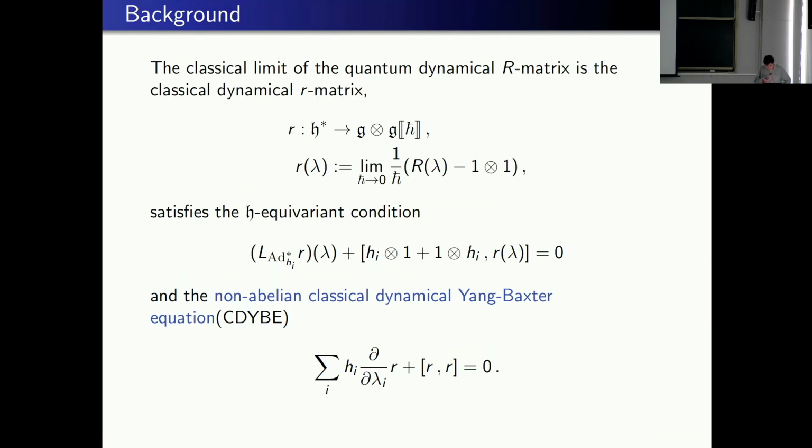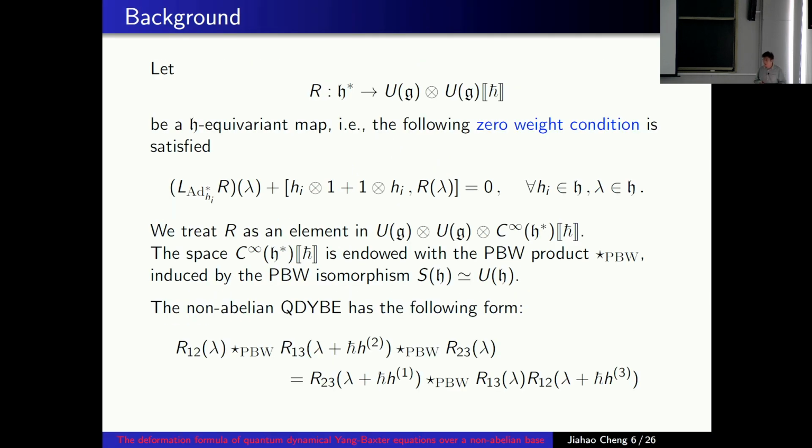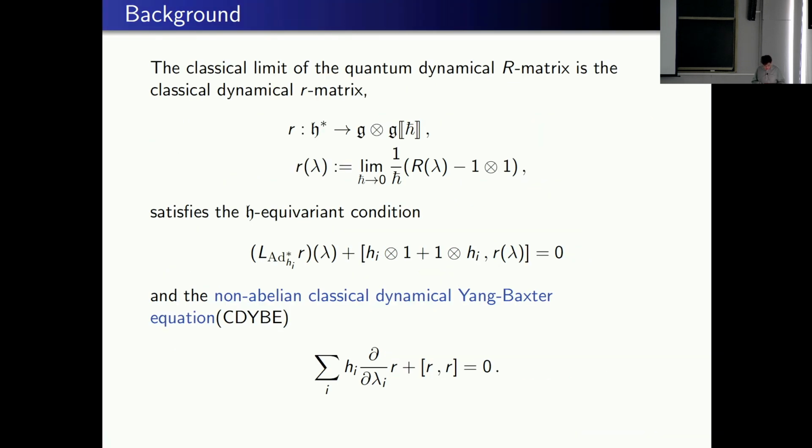Okay, and we can look at the classical limit. So the solution of this equation is called the quantum dynamical R matrix, with capital R, and of course we can take the classical limit. When one takes the classical limit, you can define this small r of lambda, and you find that this small r of lambda also satisfies some equation. So then we get back the non-abelian classical dynamical Yang-Baxter equation.